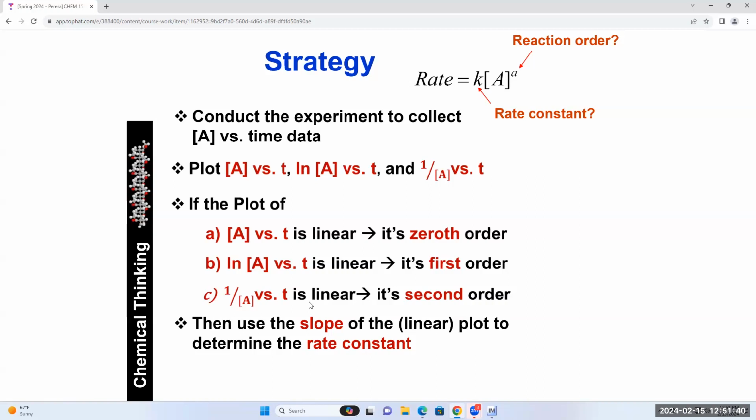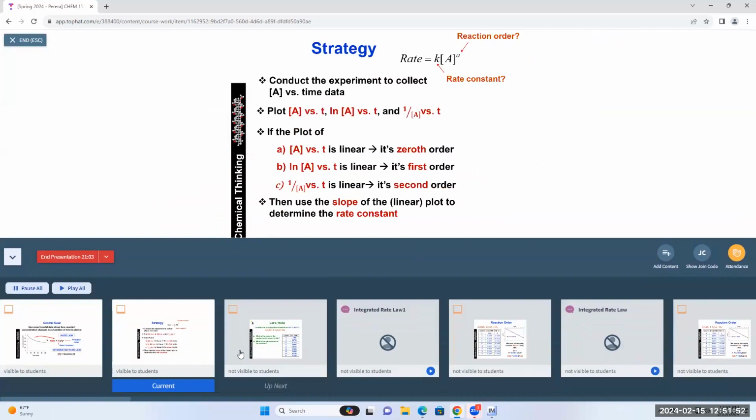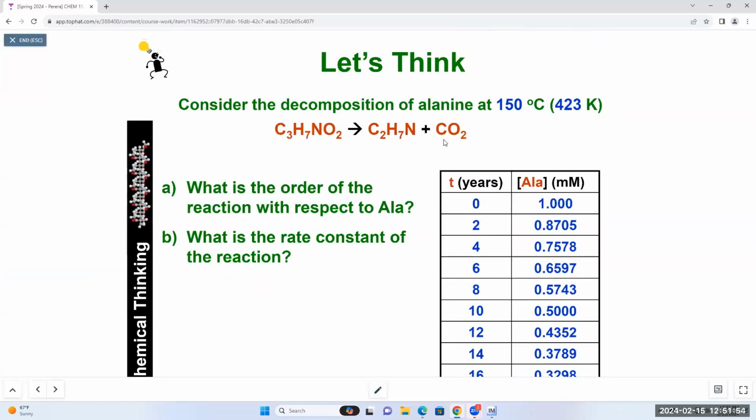All right. Now let's have some fun. Now you know what's going to happen. Imagine that we went to the lab and collected these data. This is in years, but that's okay. It can be years, seconds, minutes, hours. I don't care. It's just time.